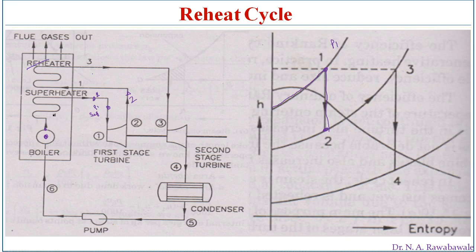Here the gases which are coming out of this boiler are passed into this reheater, and in this reheater the steam which is coming out from the first stage turbine is passed and the quality of steam is improved. So pressure remains the same; at constant pressure it is reheated. The pressure after expansion falls, so from P1 to P2, the pressure is lower. At pressure P2 it is passed into the reheater and its quality is improved.